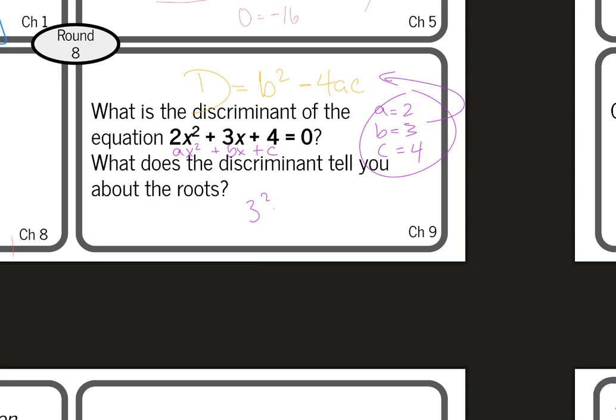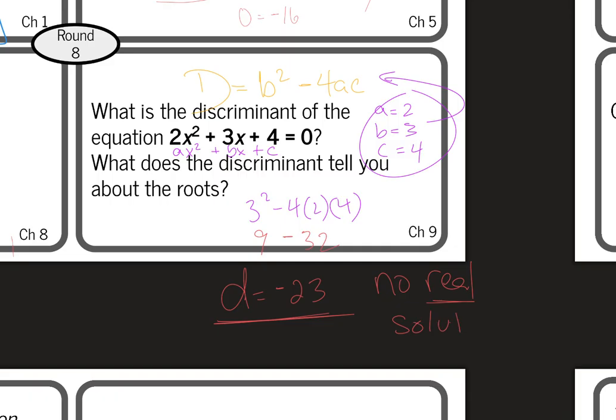So b squared minus 4ac, 9 minus, let's see, 16 times 2 is 32. We get negative 23, right? And what that means, if my discriminant is negative, I have no real solutions. If I were to graph this thing, it would look like this, meaning it does not cross the x-axis, therefore there are no real solutions.